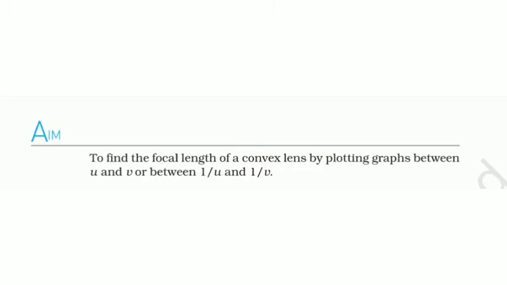Aim of the experiment: to find the focal length of a convex lens by plotting graphs between u and v or between 1 by u and 1 by v. Apparatus required: convex lens, source of light, screen, and meter scale.